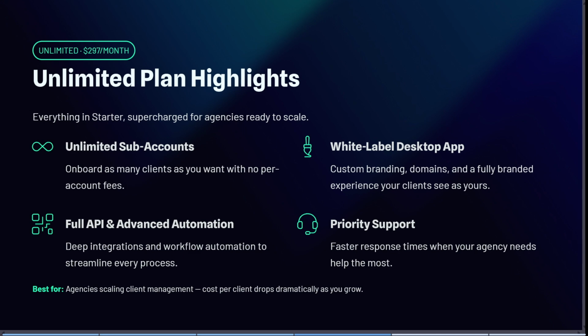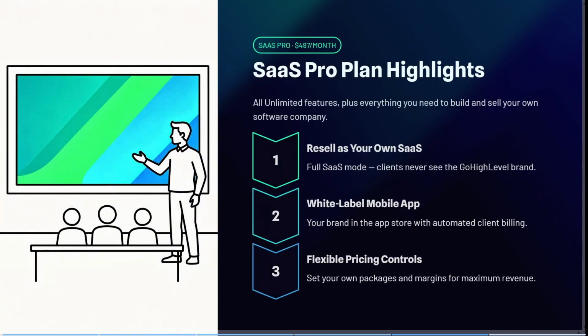Having a look now at the SaaS Pro plan, some of the highlights here include, of course, all of the features previously mentioned in the 2 plans, plus everything else that you need to build and sell your own software company. Now, this may seem like a really big step, and you might be thinking, well, maybe it's not necessary, but this is what you actually get.